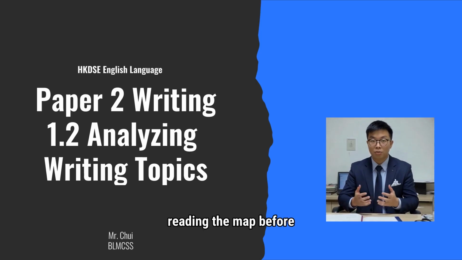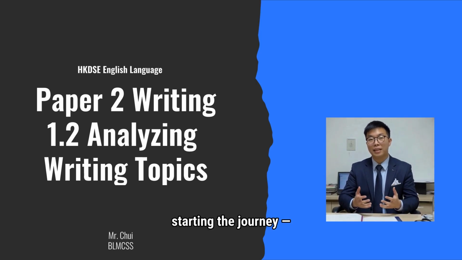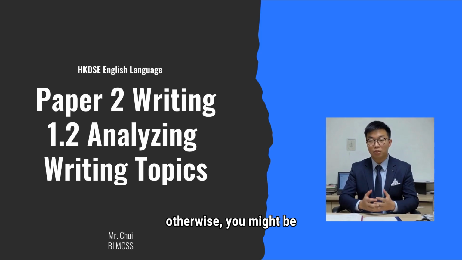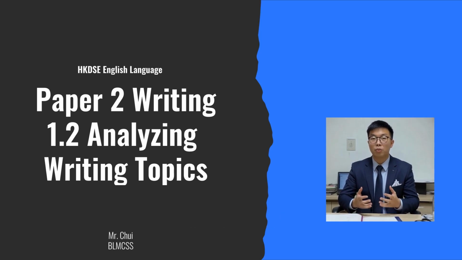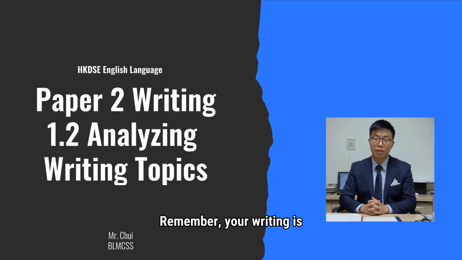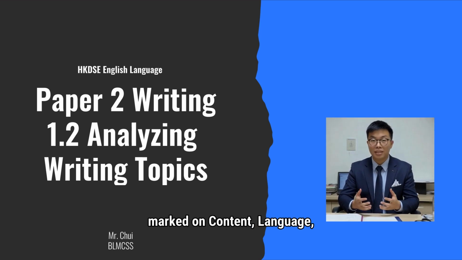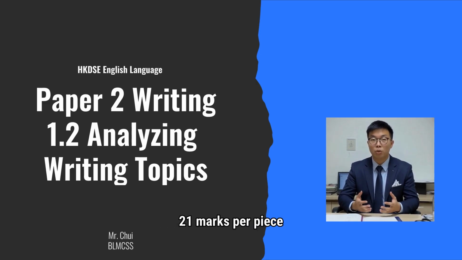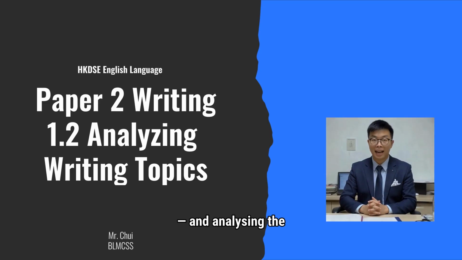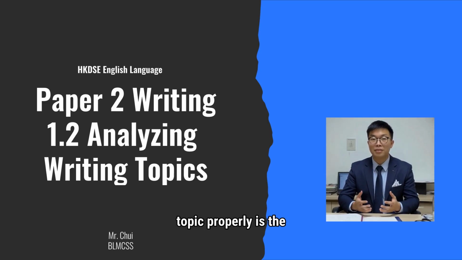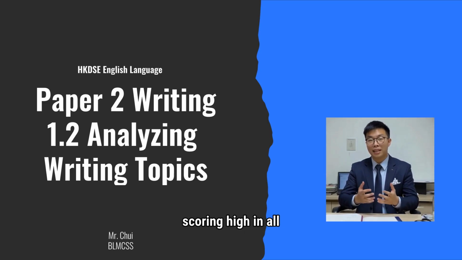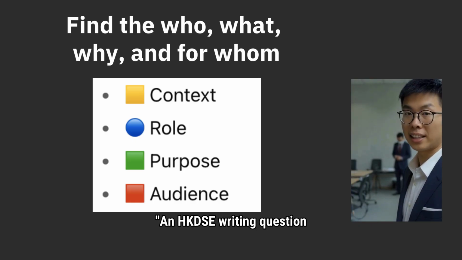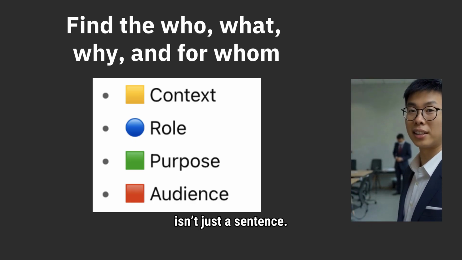Think of it as reading the map before starting the journey. Otherwise, you might be running fast in the wrong direction. Remember, your writing is marked on content, language, and organization, with each area worth 7 marks. That's a total of 21 marks per piece, and analyzing the topic properly is the very first step to scoring high in all 3. An HKDSE writing question isn't just a sentence.